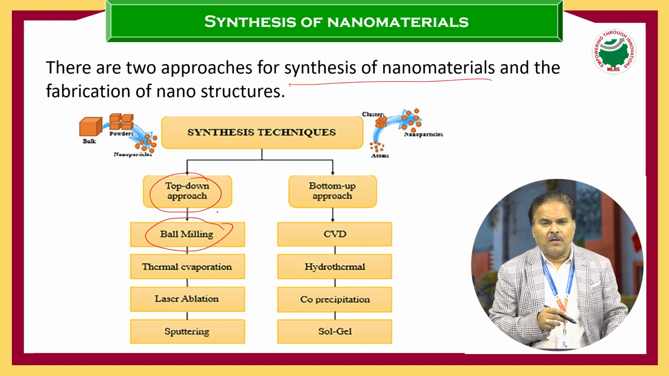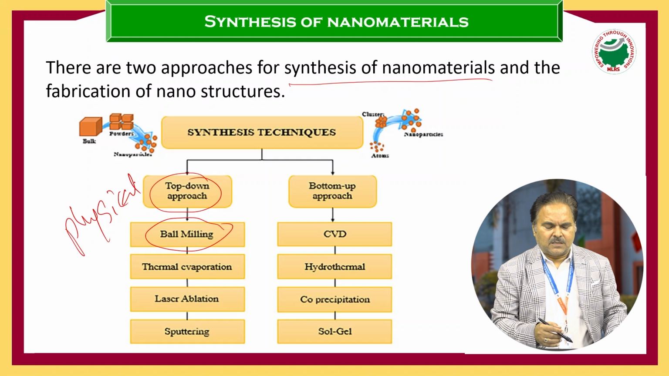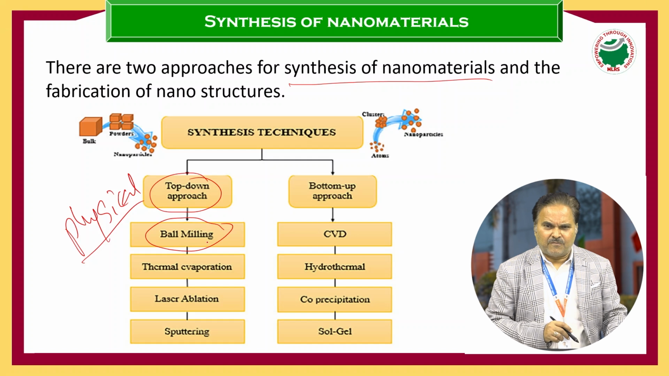And one more terminology, we call it a physical method. That means the machine should work on that. That is called a physical method or top down approach. It will be the same, physical as well as top down approach. So ball milling is one type of method where we can make nanoparticles.